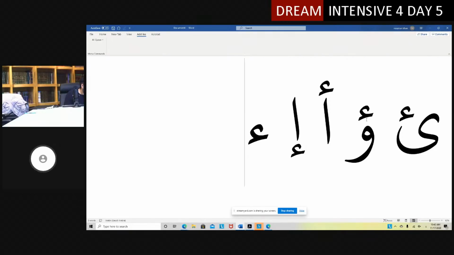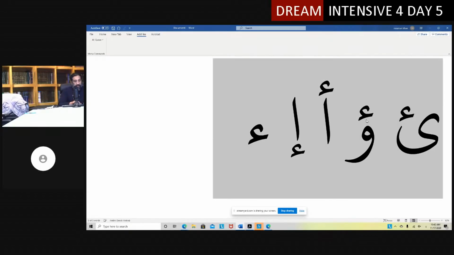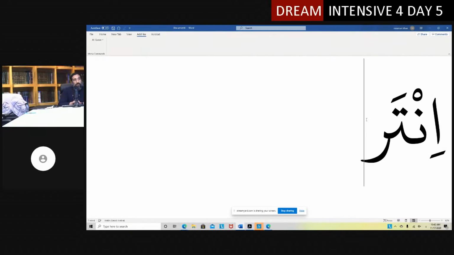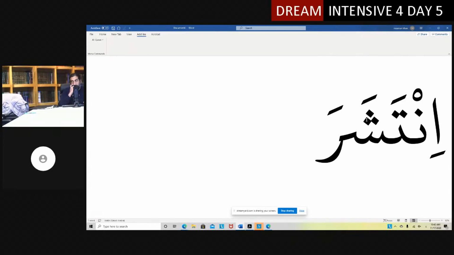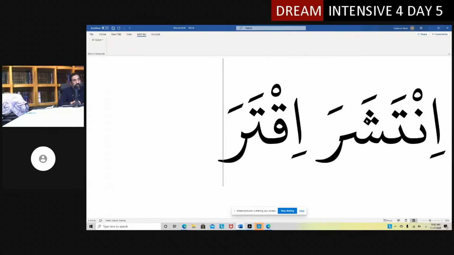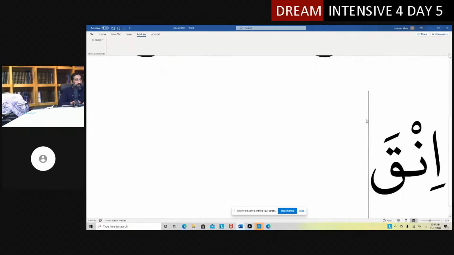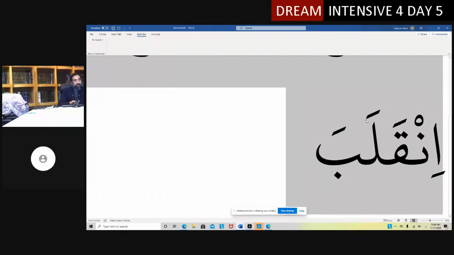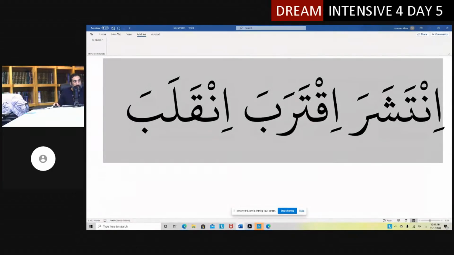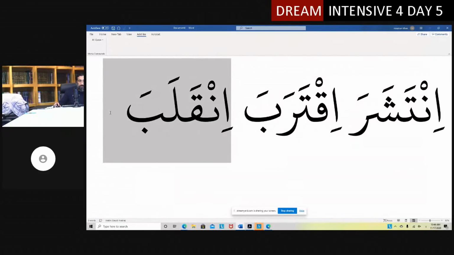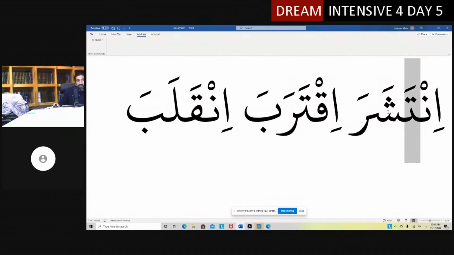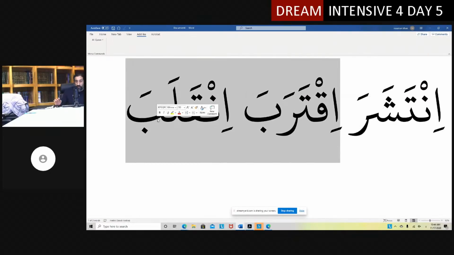How to tell the difference between if a word falls into iqtaraba or inqalaba? Well, let's take the worst case scenario for that question. You have a word like intashara. Okay, that's a real word, intashara. Now, this is confusing because it looks perfectly like iqtaraba and it looks perfectly like inqalaba. Why does it look perfectly like both of them? Because it starts with in and then 3 letters, which is inqalaba, right? And then it has a sukoon followed by tashara, which is the same as sukoon followed by taraba. So it could be this one and it could be this one, right?